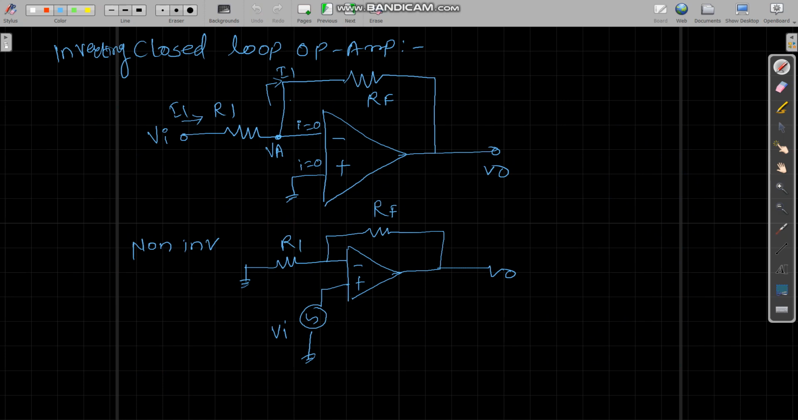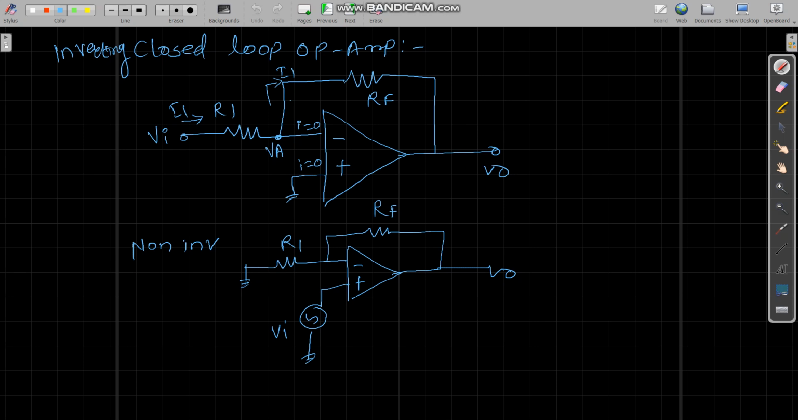So here we can see that we have applied the output to the input with some feedback resistor, so that a part of the output is taken and sampled at the input side, which will provide stability to the op amp. Now, as I said, any op amp, closed or open, can be configured again as inverting, non-inverting and differential closed loop op amp.